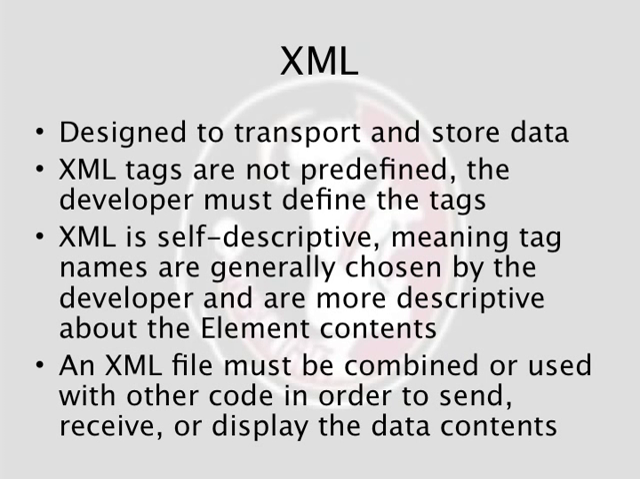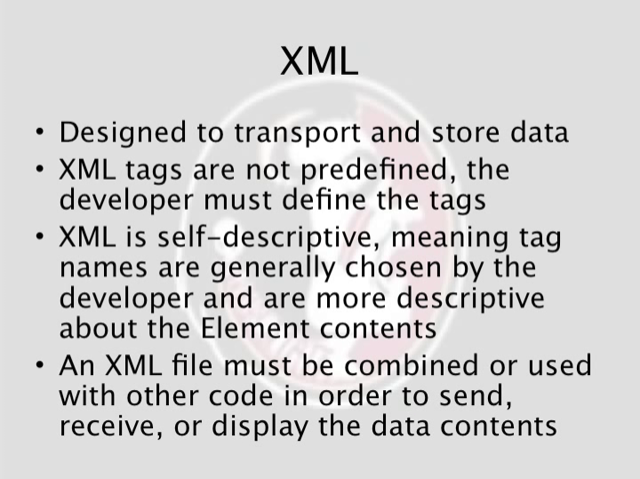But in XML, it was designed to transport and store data. XML tags are not predefined. The developer must define the tags, which means that XML is more self-descriptive. Tag names are generally chosen by the developer, and they're more descriptive about element contents. So they're not stuck with a certain set of tag names. You can name them pretty much whatever you want. As long as they have end tags, you can transport them.